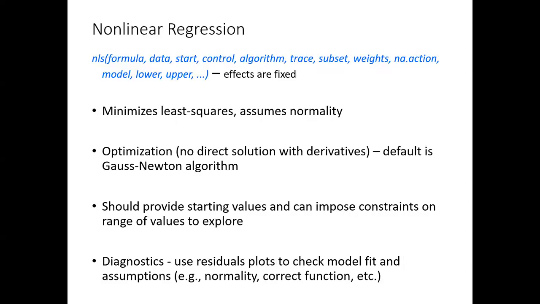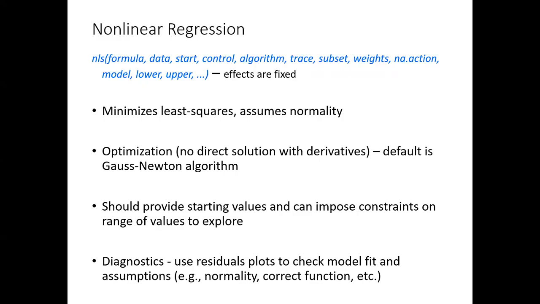So the most common function is this NLS function. It minimizes by least squares, and of course it assumes normality. There are a couple of optimization algorithms that you can use, and the default is the Gauss-Newton algorithm, and don't ask me the difference. When you put in an equation, it will calculate the derivatives within the model, and then it uses that information to find the minimum.